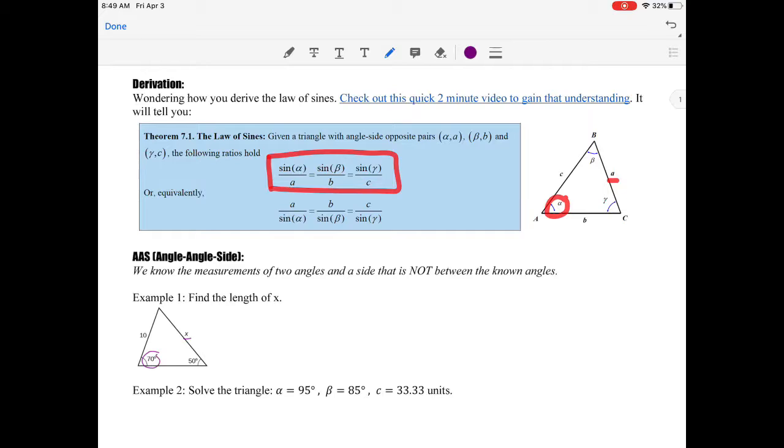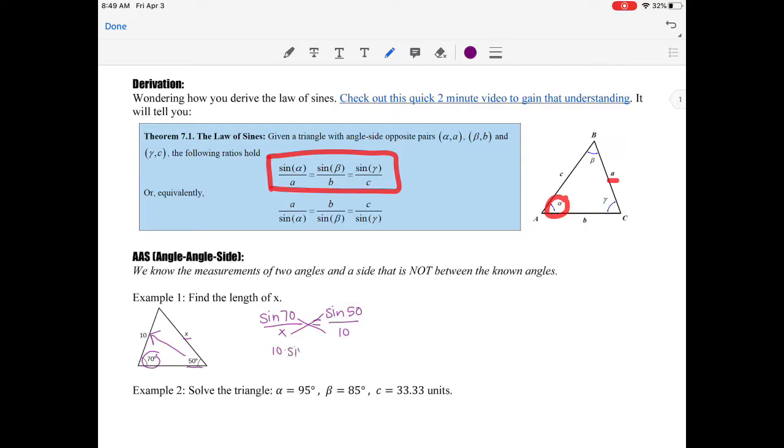So here we're trying to solve for x. We're going to do the angle that's off, that is 70. So we're going to do sine of 70 over x equals, in this case, we've got the 50 that corresponds with side 10. So sine of 50 over 10.